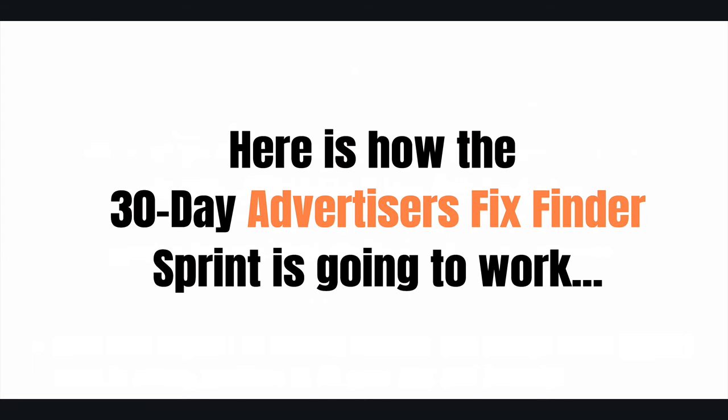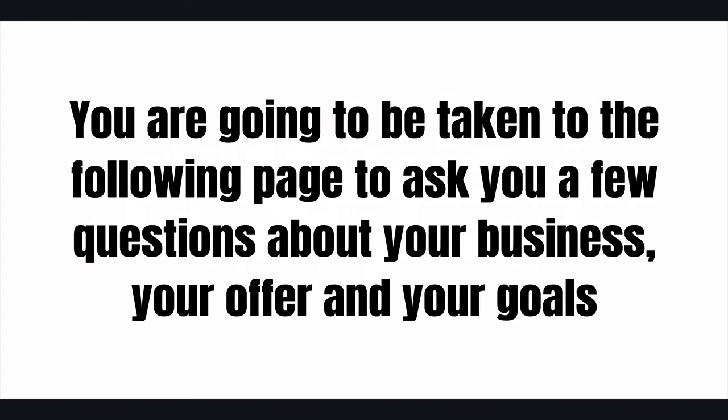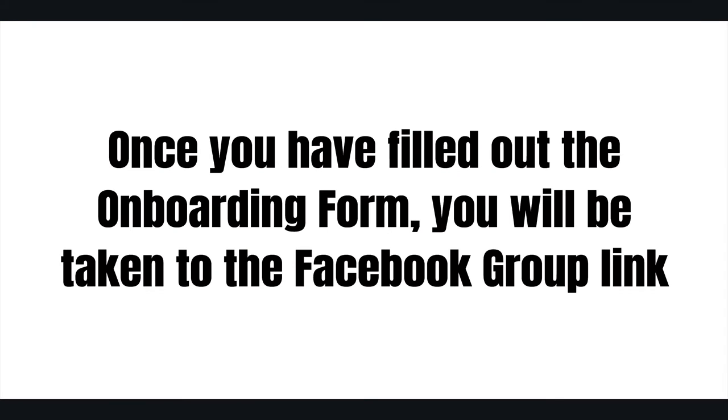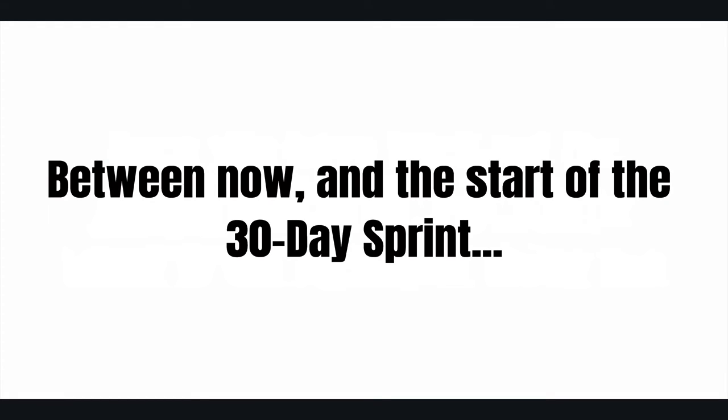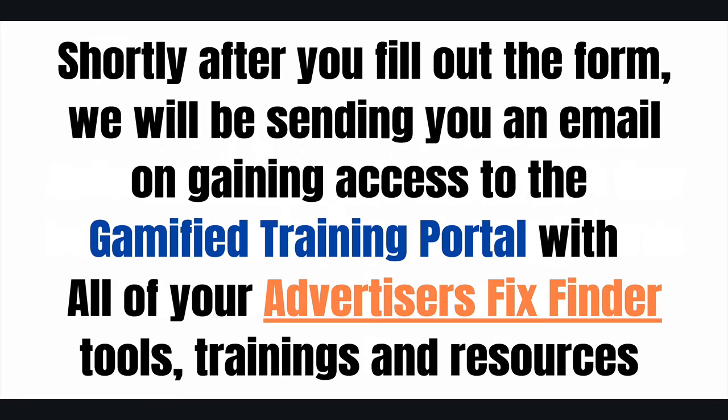So here's how the 30-day Advertiser Fix Finder sprint is going to work. Once you register, you're going to be taken to a following page to ask you a few questions about your business, your offer, and your goals. The page is going to look something like this. Once you fill out the onboarding form, you're going to be taken to the Facebook group link. Between now and the start of the 30-day sprint, we will be reviewing your goals and marketing funnels to see how we can best assist you in this dedicated time together.